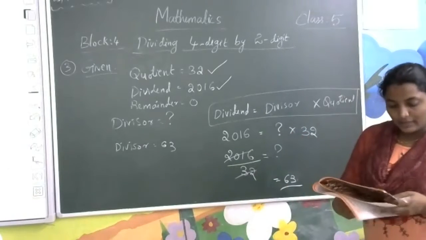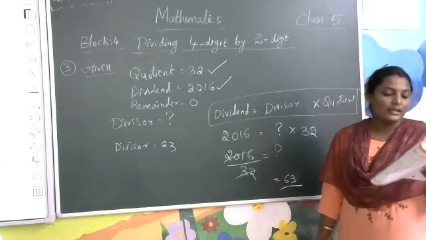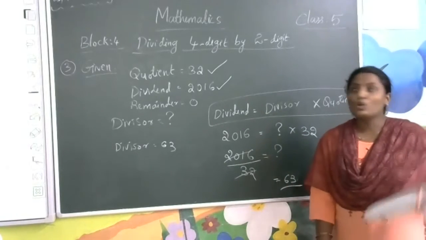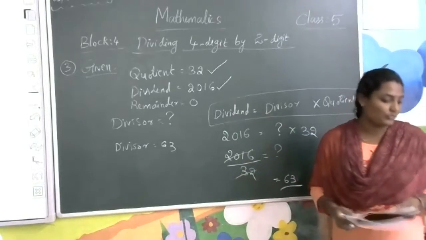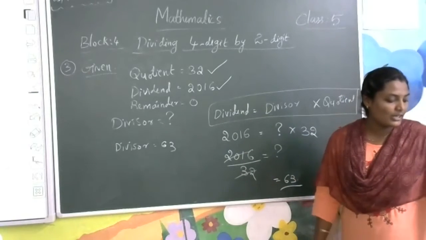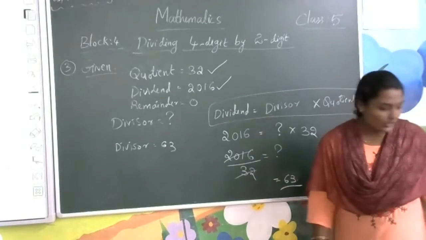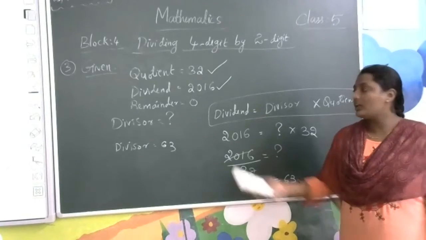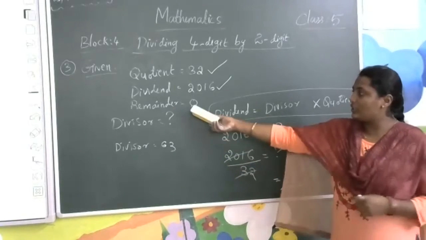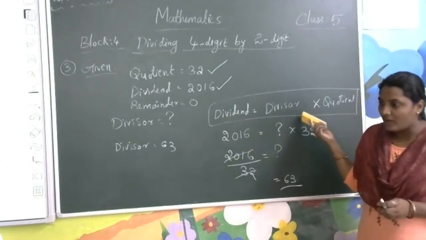In your workbook, page number 18, you also have the same order. The divisor you have to find. Quotient is 97 and dividend is 1455. Remainder, as usual, 0. If it is 0, you have to use this formula compulsorily.